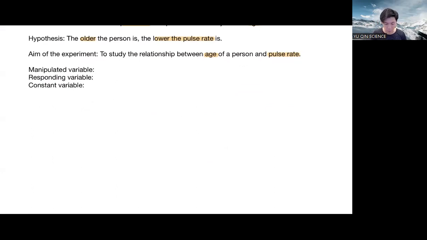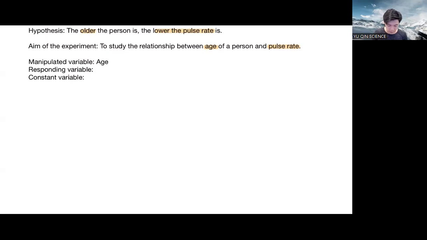So your responding variable will be pulse rate, and your manipulated variable will be age. That's the fundamental of the experiment. Constant means things that must be fixed, must be fair, which is the other factors.